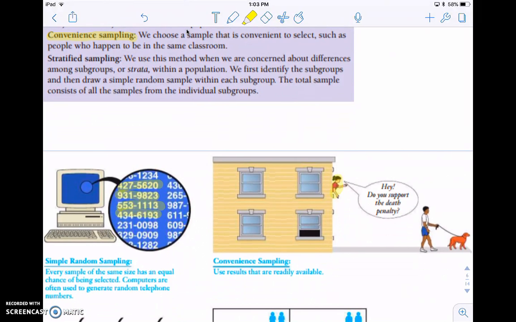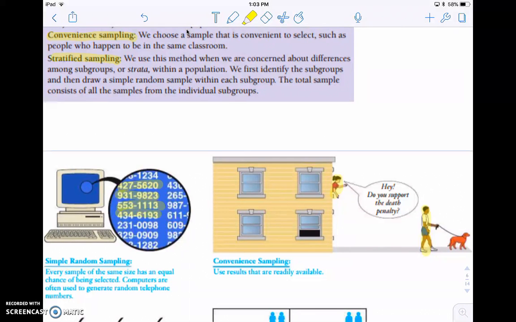This lady sees some guy out walking his dog and says, "Hey, do you support the death penalty?" He's conveniently closest, and she's gathering data, so she is getting data from the population. But again, it's just convenient. There's no real randomization to it. It's just whoever is closest, or whatever's the most simple to do. So that is a convenience sample, and we just use, again, the most readily available results that we can around us.